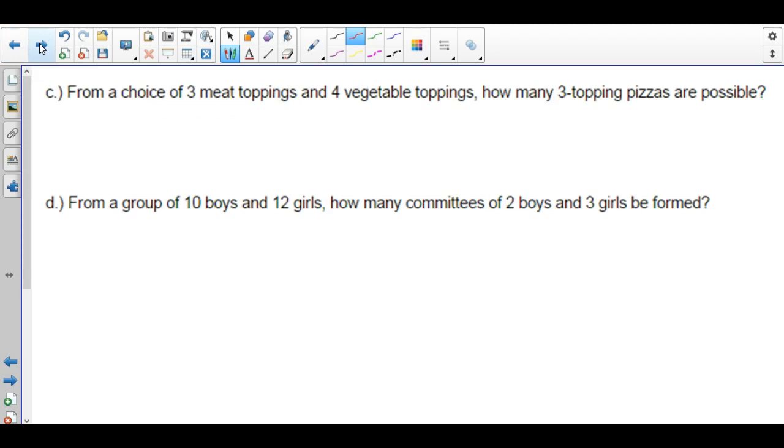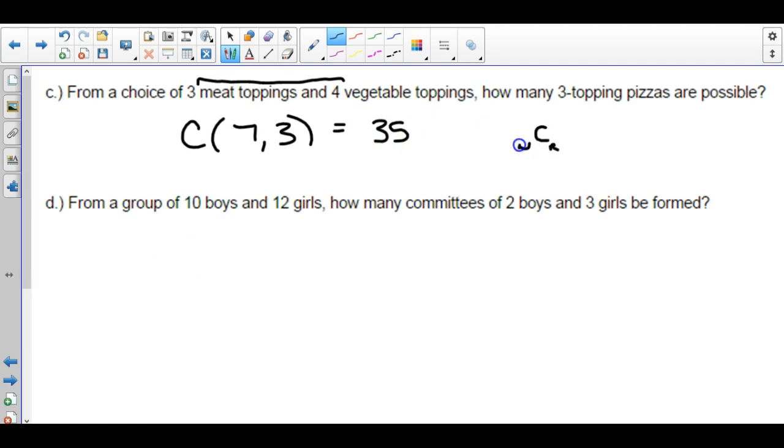Next one. From a choice of 3 meat toppings and 4 vegetable toppings, how many different 3-topping pizzas could be made? If I just name 3 different toppings, the order doesn't matter, and because the order doesn't matter, that implies that this is a combination. There are 3 meat and 4 veggie, so that is a total of 7, and I am picking 3 of those. So 7 choose 3, and the calculation comes out to 35. That's the type of thing. You go in your calculator, and there's the option that says nCr, and that would be the 7 choose 3.